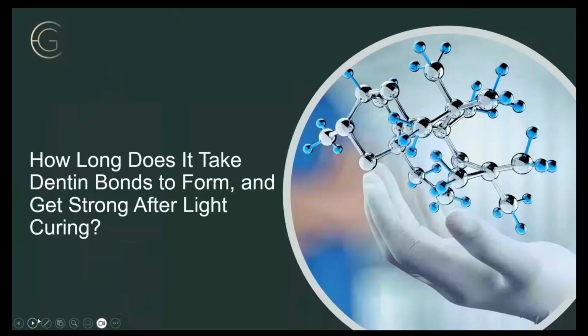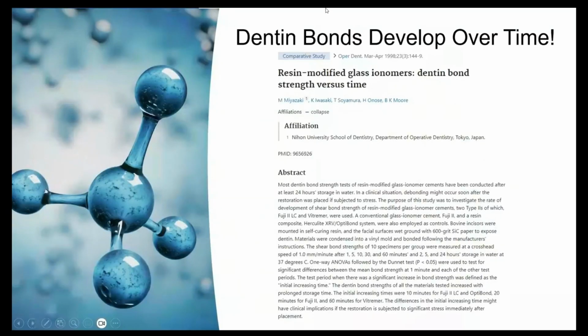So how long does it take for dentin bonds to form? I'm going to answer your question finally. It actually takes 24 hours. There's a great study that was done in 1998.